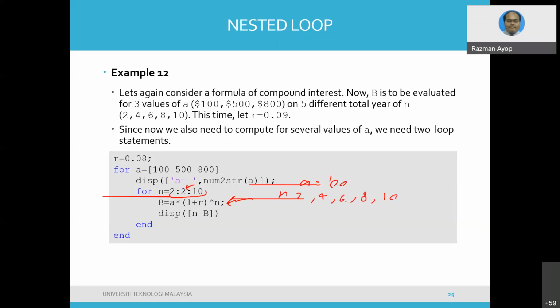Then after you complete the first loop, the inside loop, you go to the outside loop, it will change A to the second number, 500. And then it goes inside the loop again, n equals to 2, 4, 6, 8, and 10. And then A equals to 800. That is how the nested loop is done. Basically, it will solve the inner loop first, and then it will run the outer loop. So make sure you solve the first one first, and then the outside.